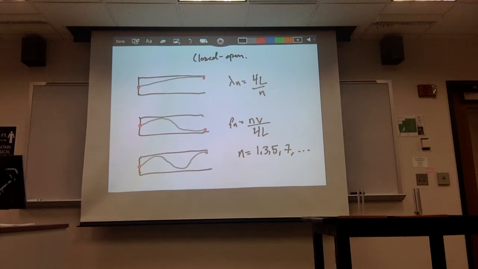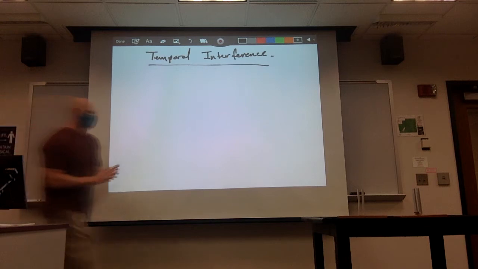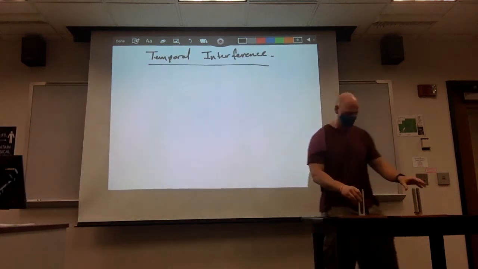Another type of interference is what we call temporal interference. So this is an interference which occurs over time. So how does this one work? Well, first, let's talk about these guys.